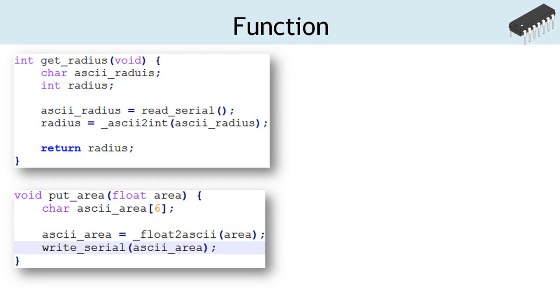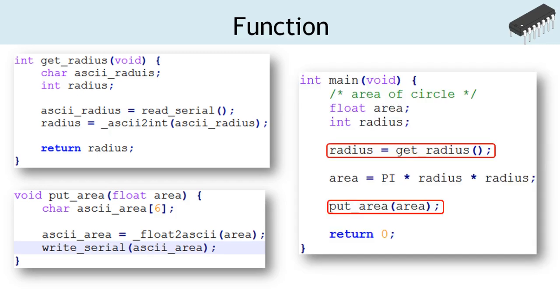Note that get_radius returns the radius using a return statement with a parameter, but the return statement is missing in the other function. And both the functions are called from the function main.